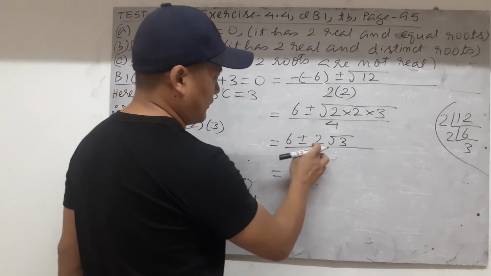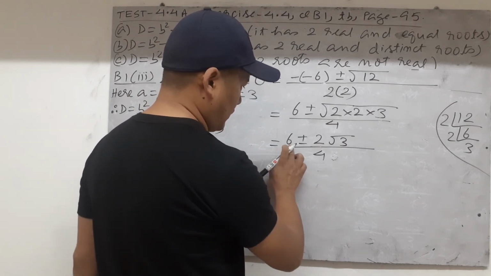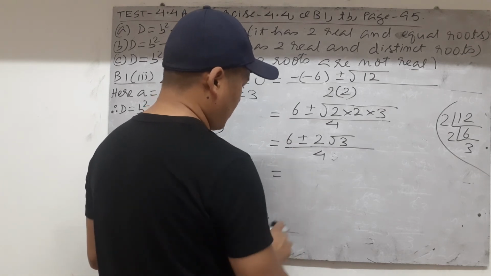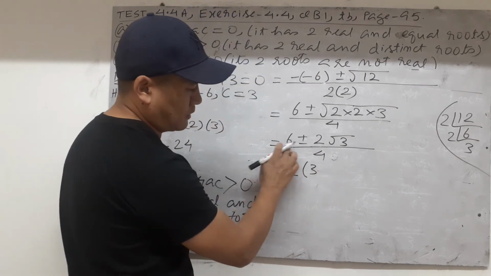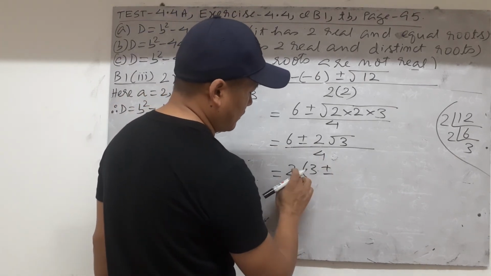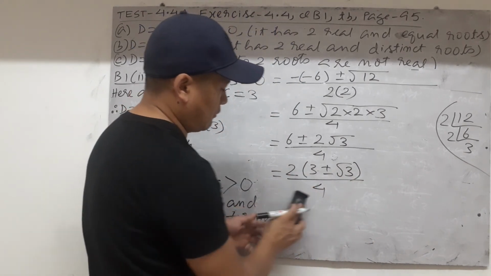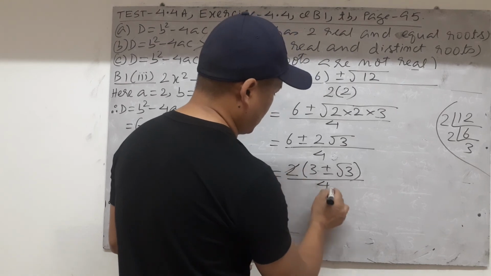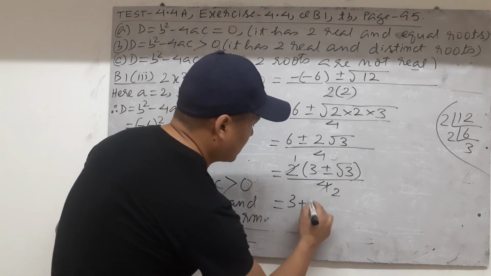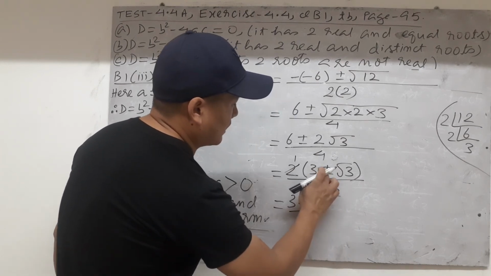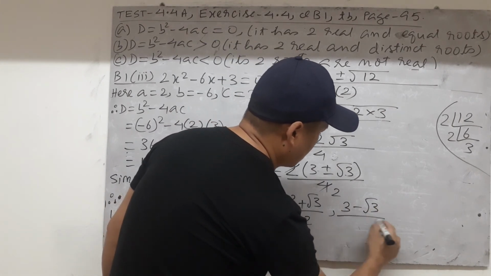As you can see here, common factor is 2. 2 3s are 6 and 2 here outside. So 2 3s are 6 and plus minus, as you can see, 2 is outside. So here root 3 divided by 4. That way we can easily cancel out this one. 2 1s are 2, 2 2s are 4. So we are left with first one, 3 plus root 3 by 2, comma, 3 minus root 3 by 2 for the other one, the 2 roots.